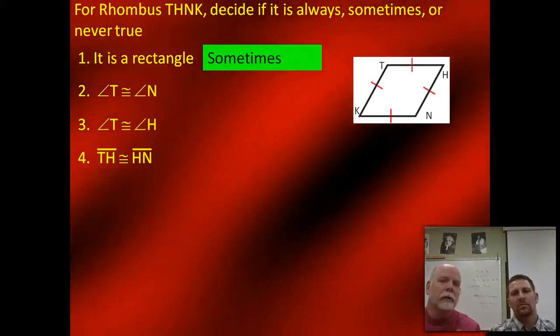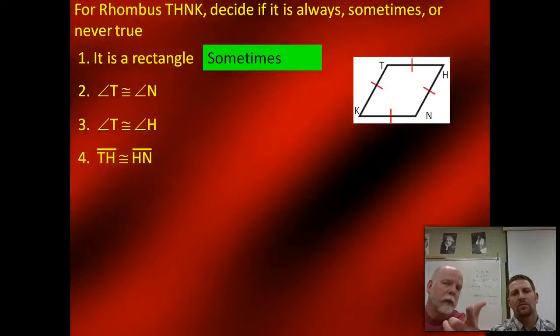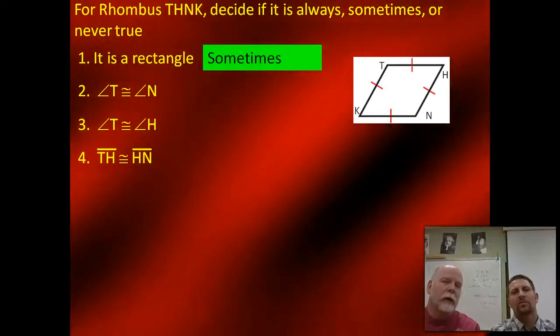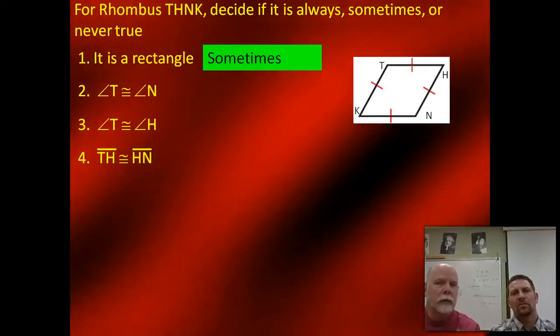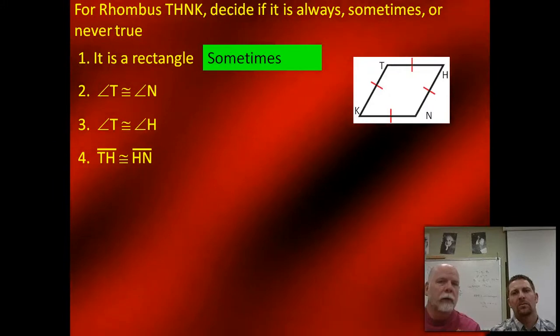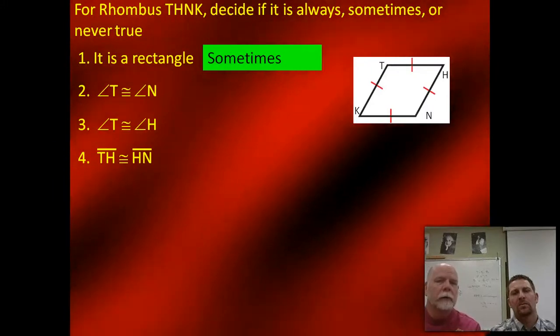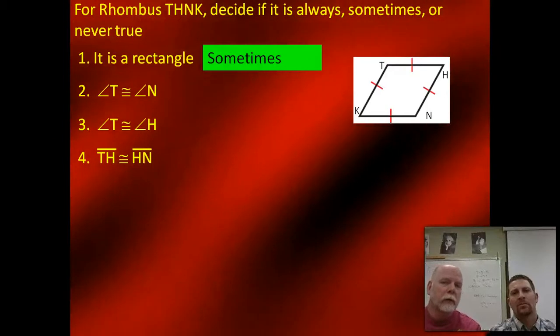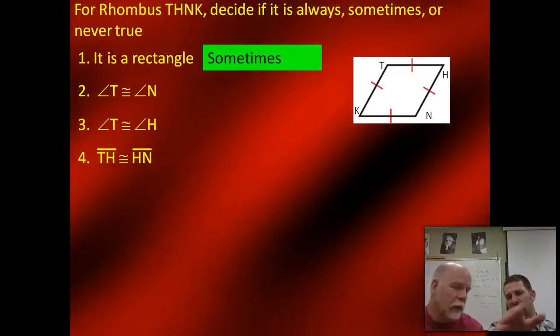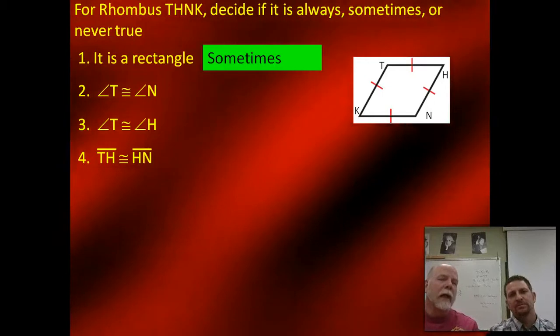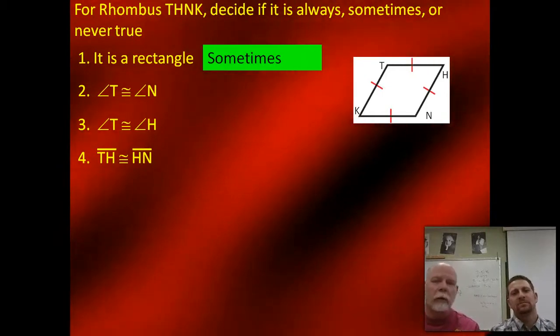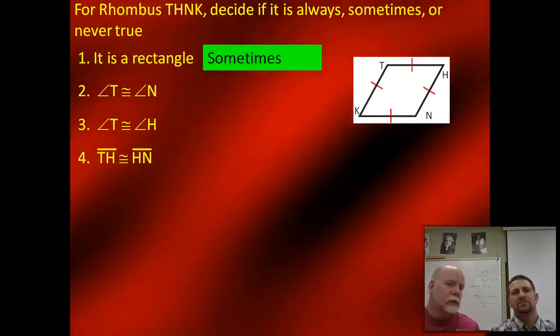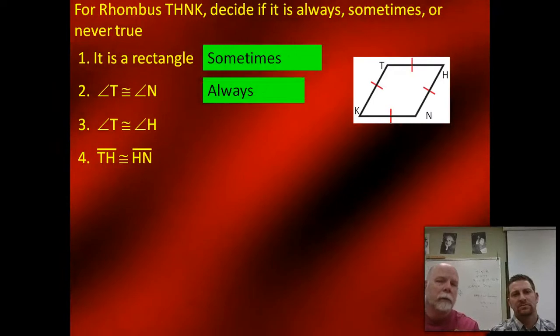Angle T being congruent to angle N, and so again that would basically be opposite angles. Sometimes that would be true if this ended up being a square. I'm sorry, they would always be congruent because it's a parallelogram. I got to think back again to the definition of a rhombus. A rhombus is a parallelogram, and opposite angles in a parallelogram are always congruent.